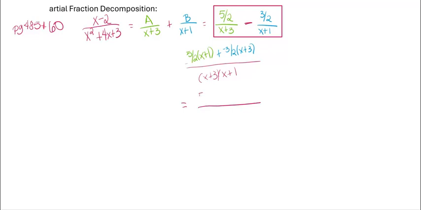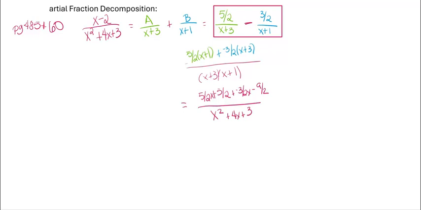So I get 5/2 x plus 5/2 plus negative 3/2 x minus 9/2, and then my denominator, when I multiply that out, is x squared plus 4x plus 3, when I FOIL that.